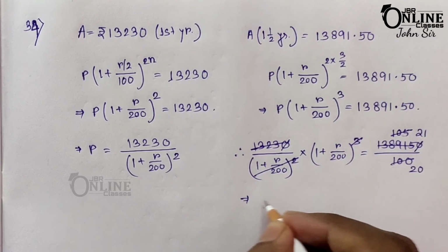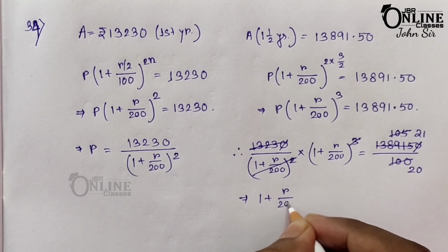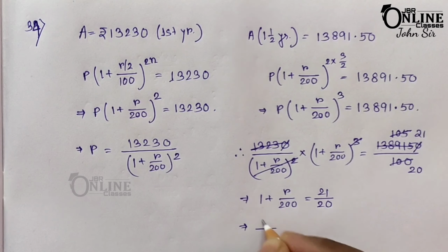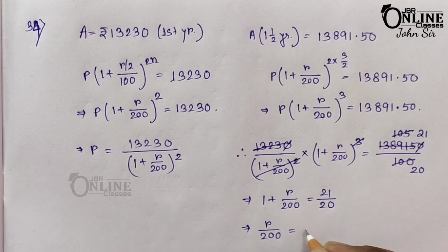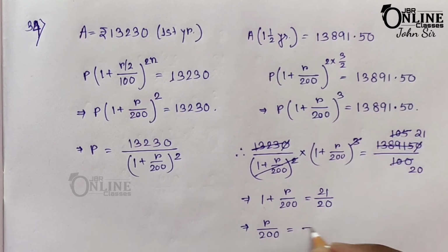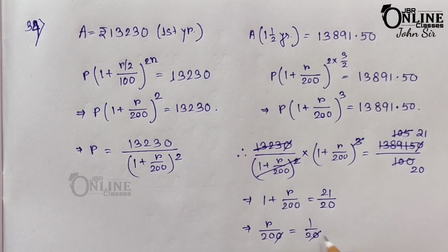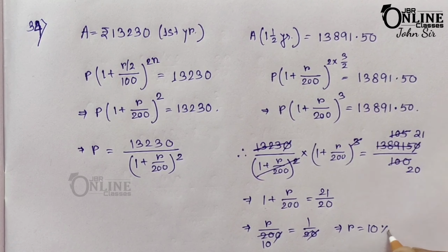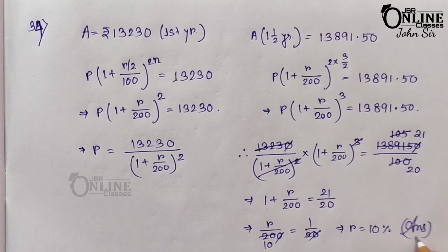So that means 1 plus R by 200 equals 21 by 20. So R by 200 equals 21 by 20 minus 1, it becomes 1 by 20. So now R equals 10. So R equals 10%. That is your first answer.